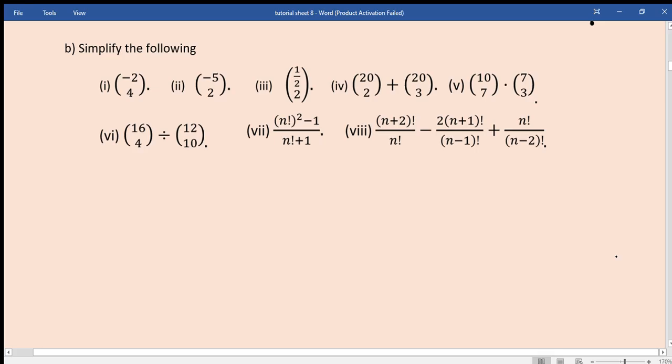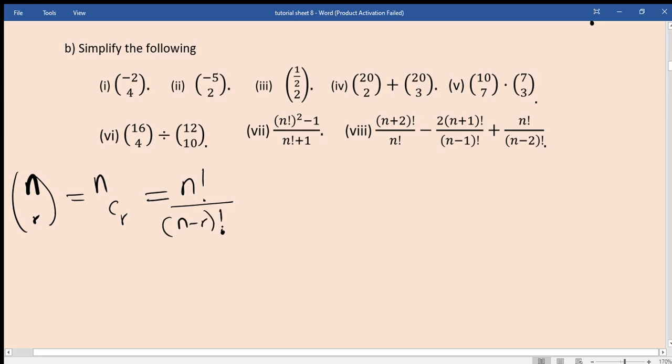As you can see here, all these brackets represent combinations. So if I have (n r), this means it's the same as saying n combination r, which can be treated as n factorial over (n minus r) factorial multiplied by r factorial. That's what we have to know there.